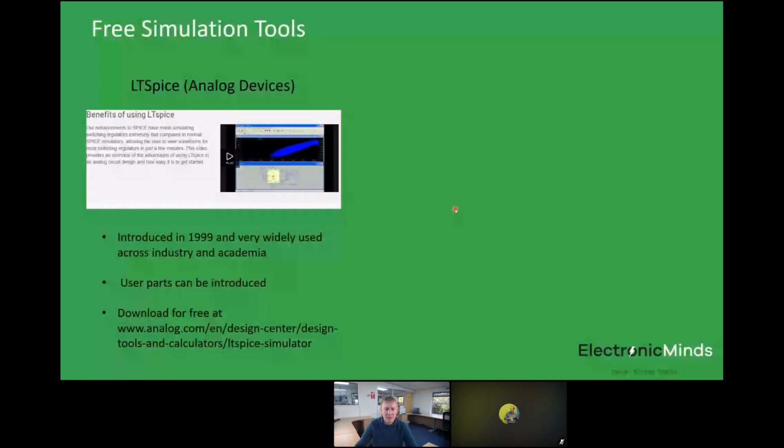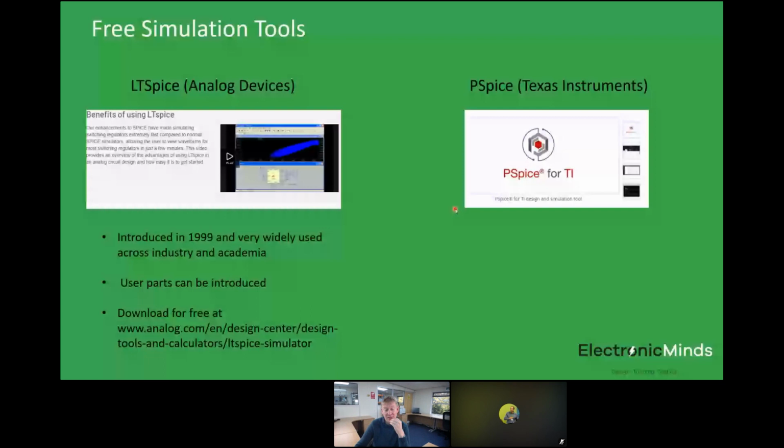This is an interesting one, and this has only recently happened. TI, Texas Instruments, have recently, I guess, come up with some level of licensing deal with Cadence and have launched a free version of PSpice. So the PSpice tool I showed you earlier in this webinar, you can get a version of that now to use for free from Texas Instruments. And that only happened, I think, probably summer 2020, something like that.